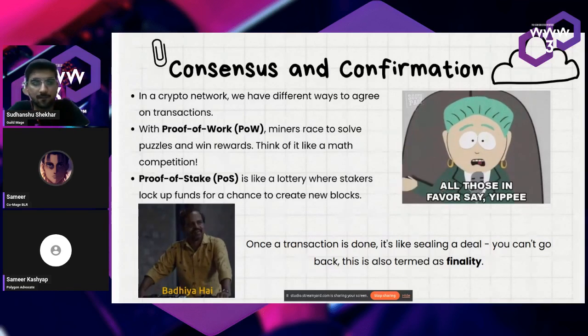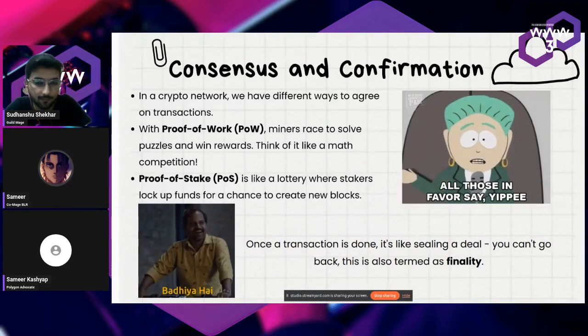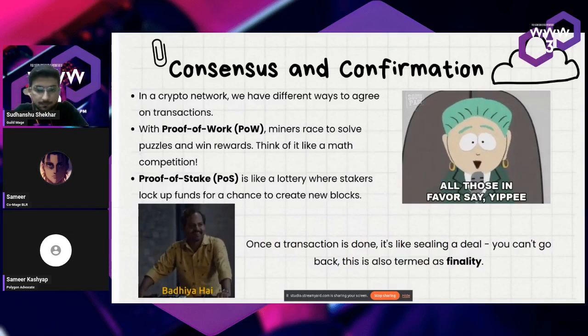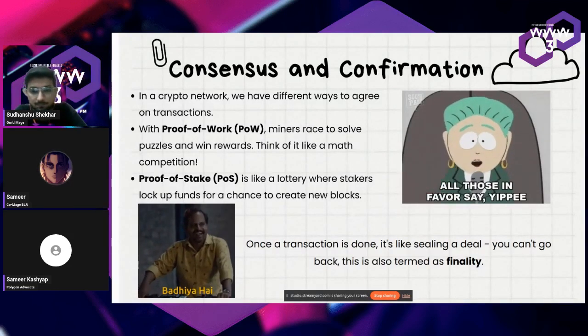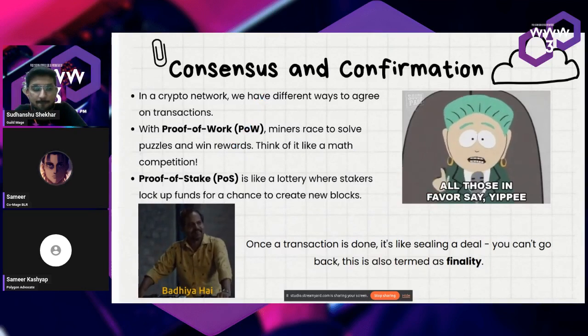In proof of work, miners compete to solve a complex maths problem, like a training race. Whoever solves it first gets the chance to add the block to the blockchain. And in proof of stake, the stakers lock up funds in a smart contract and get chosen to publish new blocks through a lottery-like system. You can understand it like that. Once a transaction is finalized, it cannot be altered. This is known as finality. This ensures that the transaction has gone through and can't be altered now.